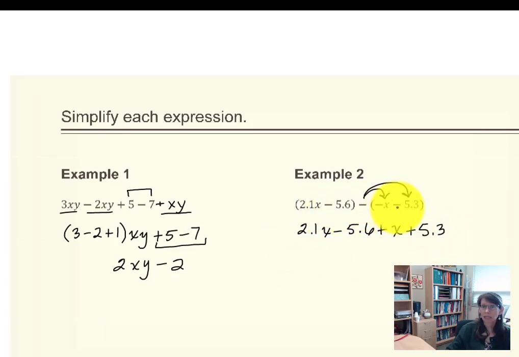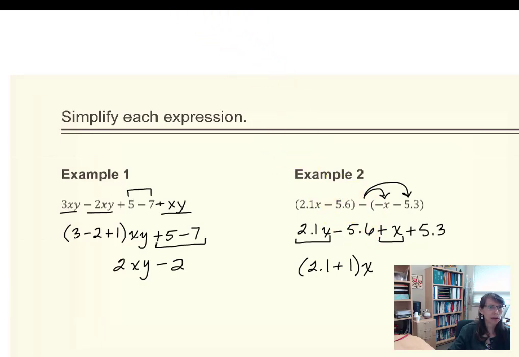Now that we have eliminated the parentheses, we can identify if there are any like terms. I have a variable term with x. Here's another variable term with x. Since those are like terms, I'm combining the coefficients of 2.1 and positive 1. Remember, when you don't see a number in front of the variable, really there is a 1. So I'm adding 1. That common variable was x.